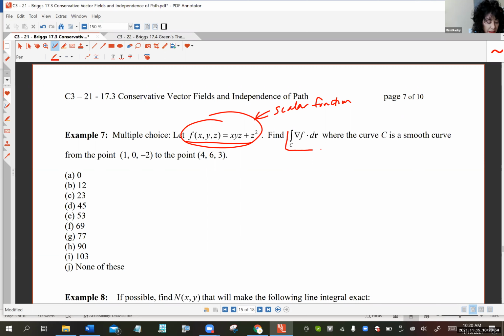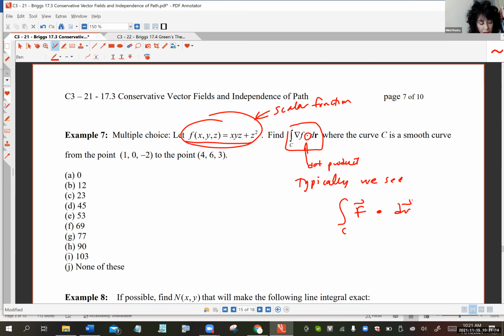And they want us to take a look at this line integral. Now, normally this kind of line integral with the dot product here, normally it looks like F dot dr. So typically we see this line integral, the vector field dot dr. So what is up with this? Instead of a vector field F dot dr, please notice that we have a gradient. In fact, it's a gradient of the scalar function dot dr. So, what do you think?